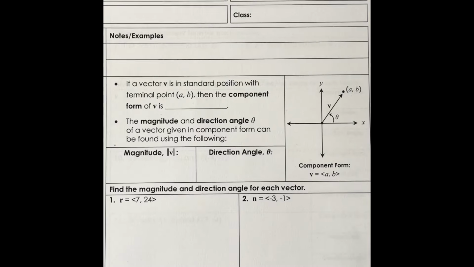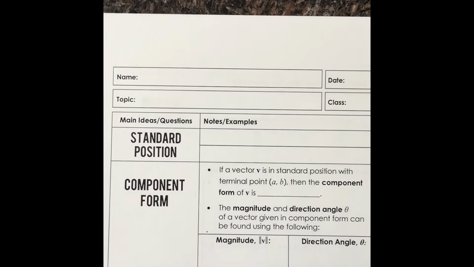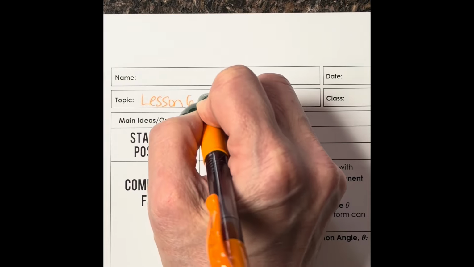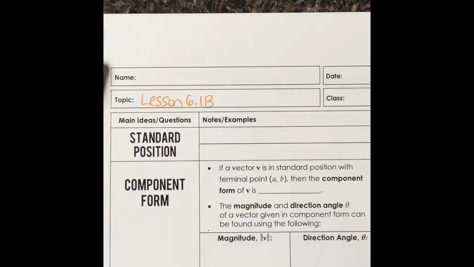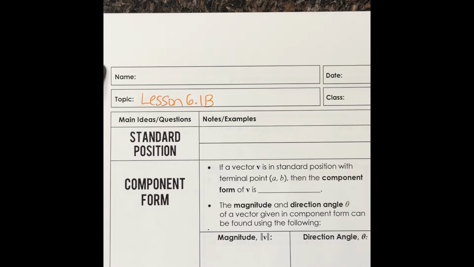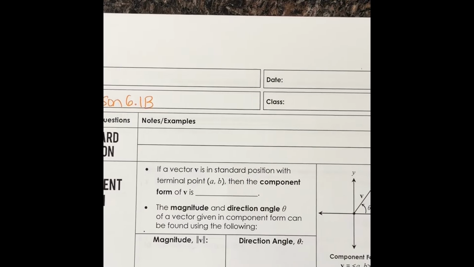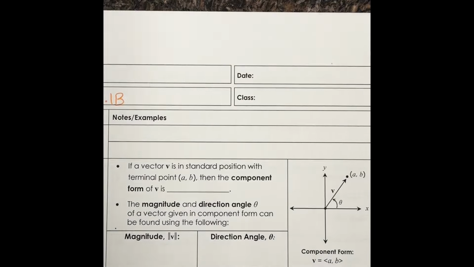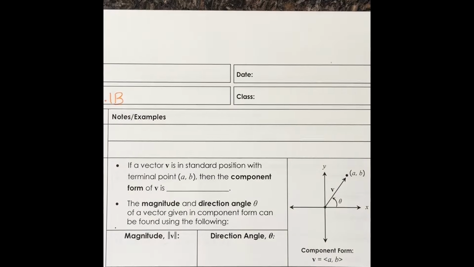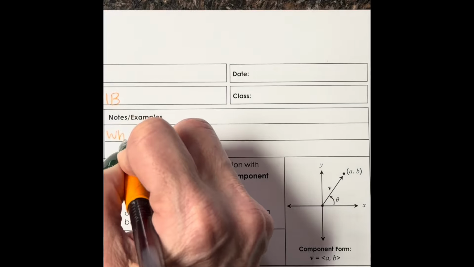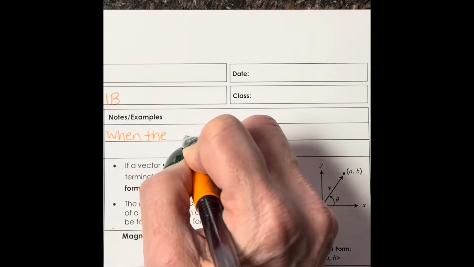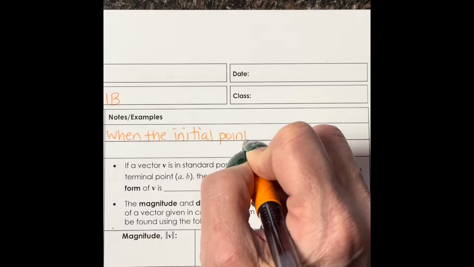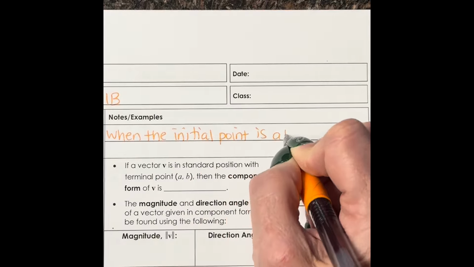All right, so today we are going to talk about the second part of what we did on Tuesday, and that is more with vectors. So the first thing we're going to talk about is what does it mean for a vector to be in standard position. For a vector to be in standard position, basically that just means that the initial point is at the origin.